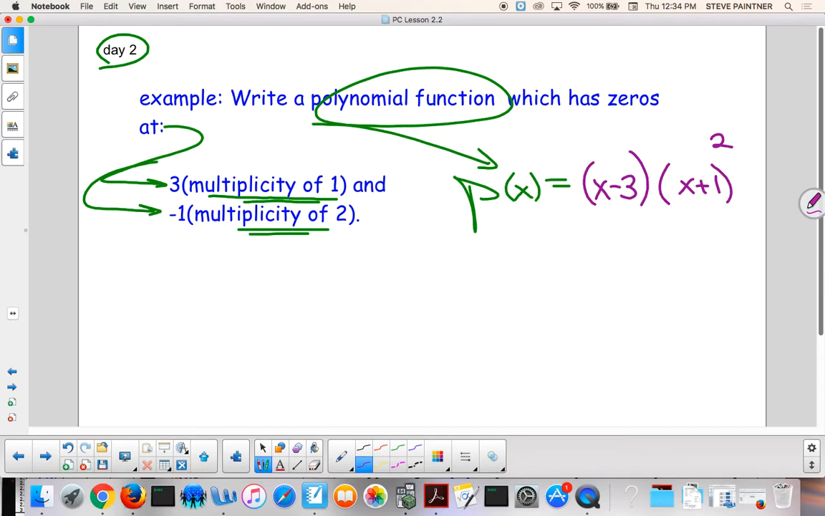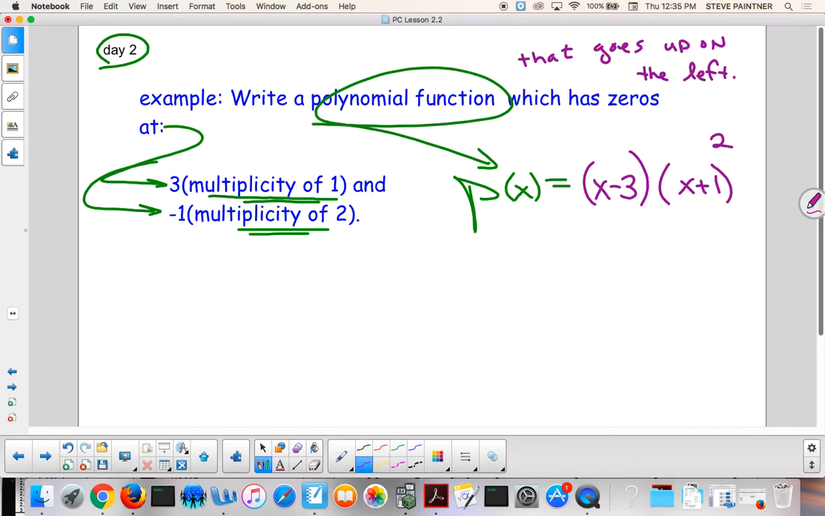Okay, do I know if it's positive or negative up front? You do not know. I don't know. They didn't tell me anything about the leading coefficient. If they would have said something like write a polynomial function that goes up on the left, down on the right, okay, and they just stop right there.